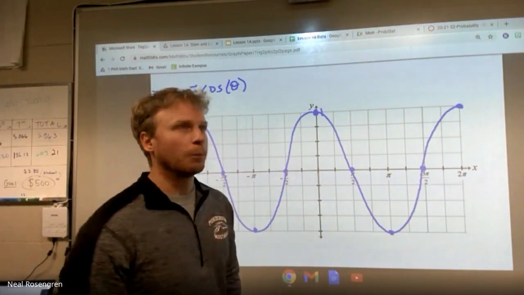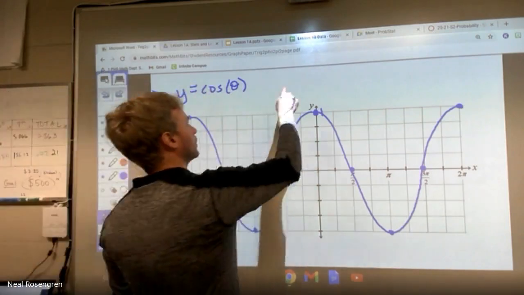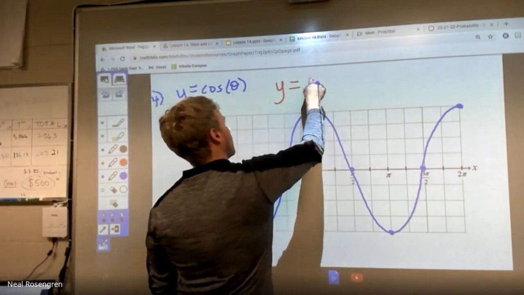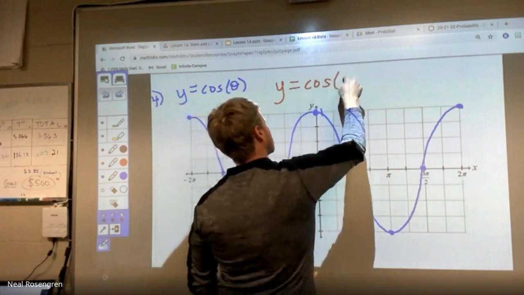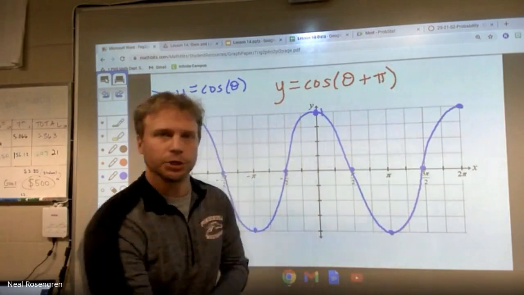Cool. We probably only have time to do 1. So let's just do 1 here, that's okay. Let's do 1 transformation of a phase shift. So cosine of theta, let's go like plus pi. Let's make that the change that we made.